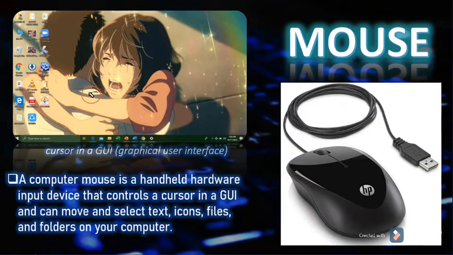So, makikita natin sa example ng mouse, diyan makikita natin na shape arrow siya na nagagalawin mo gamit yung kamay mo para makontrol kung saan gusto mong pumunta. Siya yung magse-select ng icon, ng mga text or files na gusto mong puntahan. So, next.